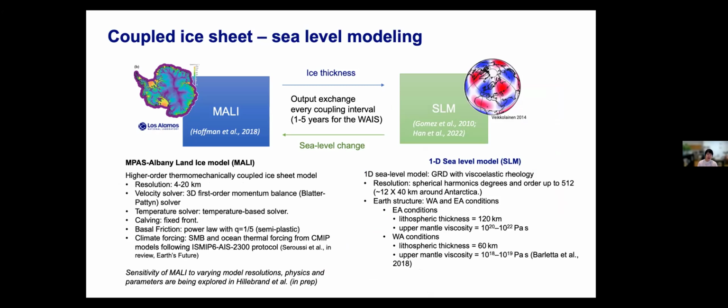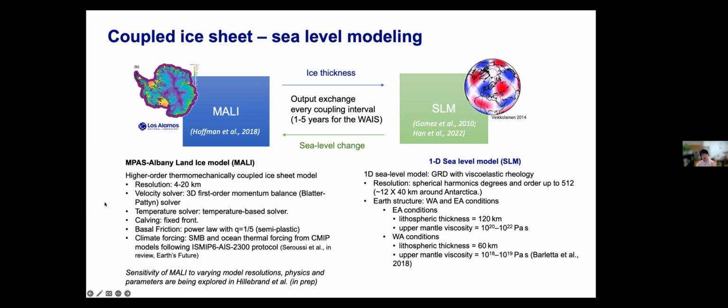So now going into applying the model to real climate forcing scenarios, and these are all the model specs that I just put out there. You don't have to go through the whole thing, but I just wanted to mention that the resolution of the ice sheet model goes from 4 kilometers at the very end of the grounding line down to 20 kilometers. And we solve the 3D first order momentum balance, the Blatter-Pattyn equation.